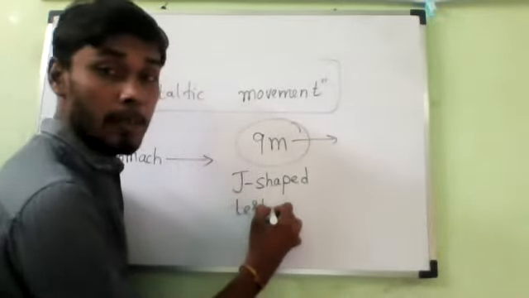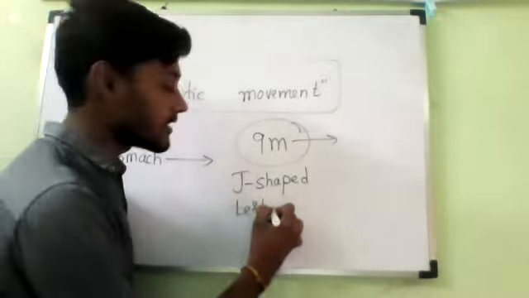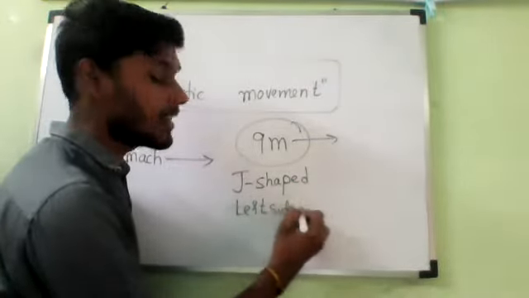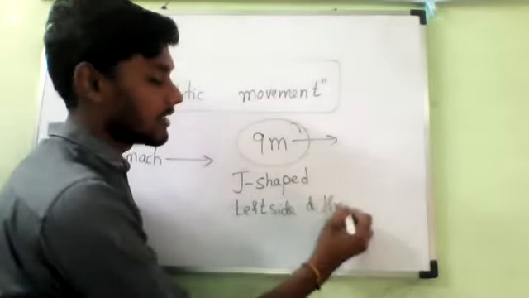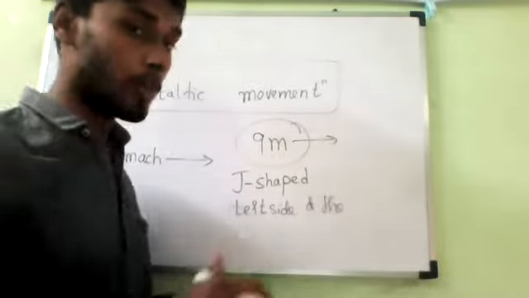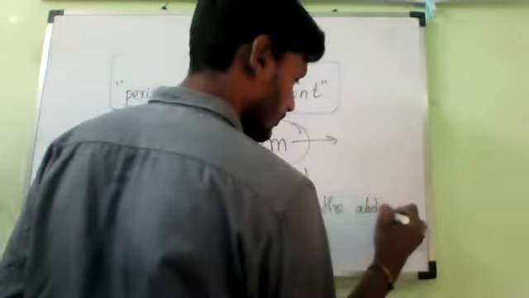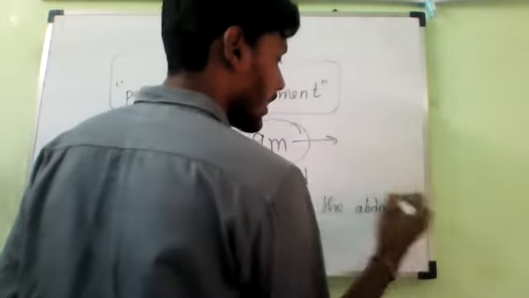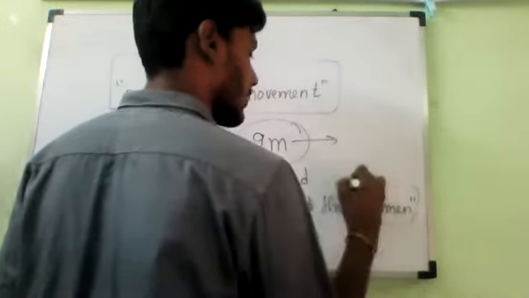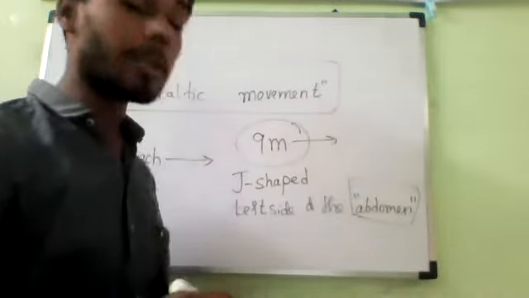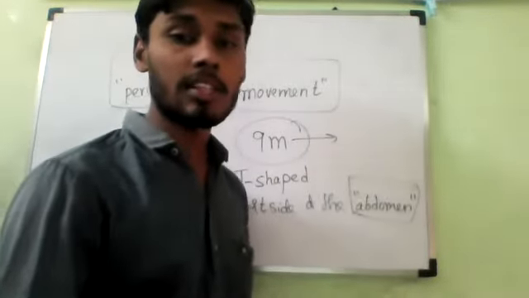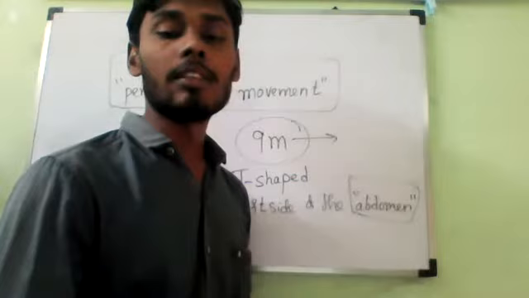It is a J-shaped organ which is present on the left side of the full part called the abdomen. What should we call it? Abdomen. You may have heard this word. Even those who don't know what abdomen is can say, I am getting abdominal pain. Do you understand?